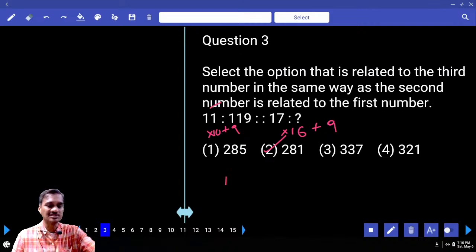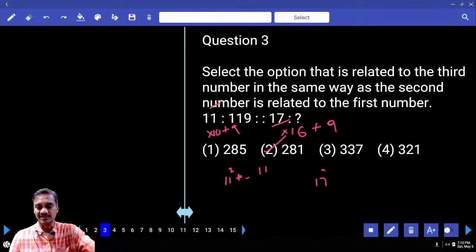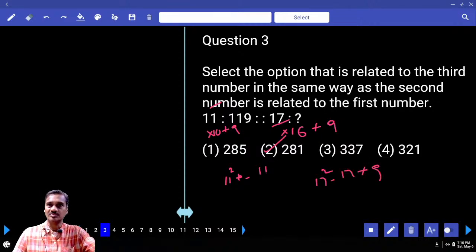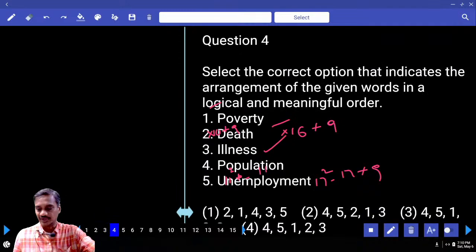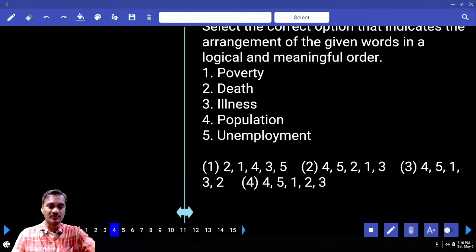Or else n square. 11 square, how much is 11 square? 11 square minus 11 is 110 plus 9. Here also 17 square minus 17 plus 9. 281. 272 plus 9, 279. 281.